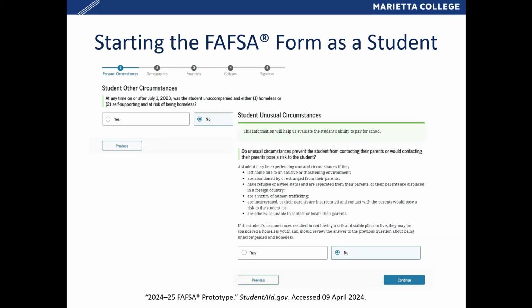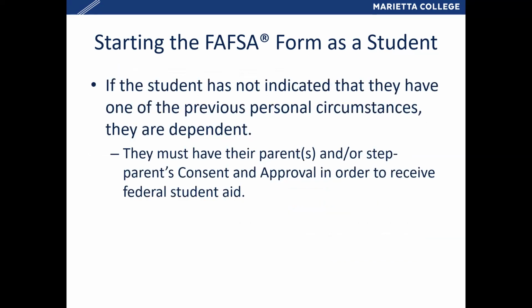And here is student unusual circumstances. We will be discussing this a little bit more later on in the video, but this also does apply to independency status. And if the student has not indicated that they have one of the previous personal circumstances we've just discussed, again, they are dependent, so they will have their parent and or step-parents consent and approval in order to receive their federal student aid.